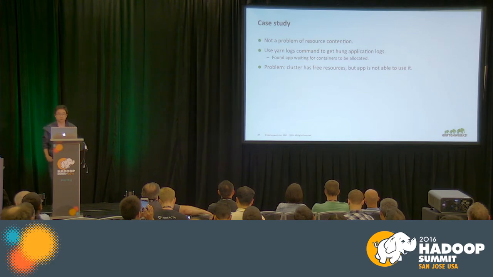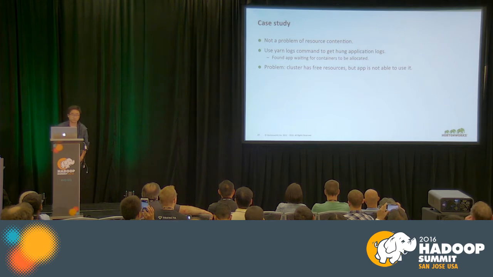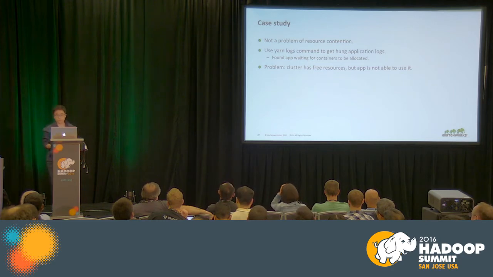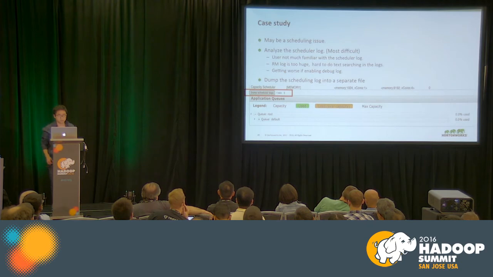Then we use the YARN logs command to get the application logs. And from the logs, we found the app is still somehow waiting for containers to be allocated. Now the problem becomes: the cluster has free resources, however, the app is somehow not able to use them. Maybe it's a scheduling issue, we suspect.